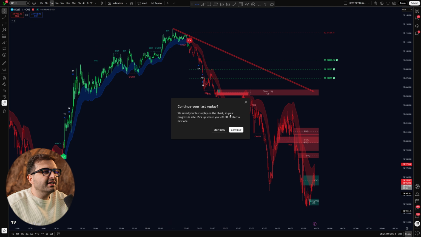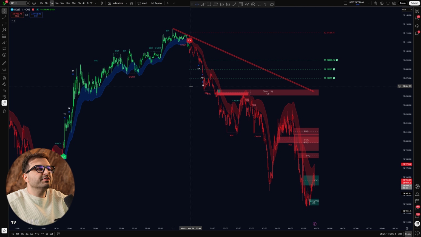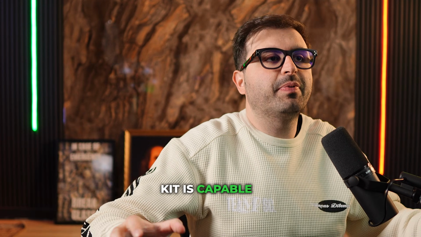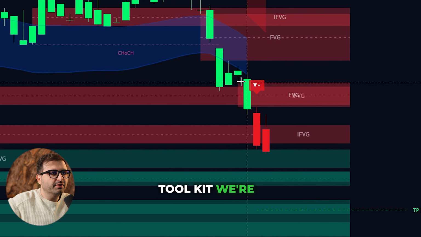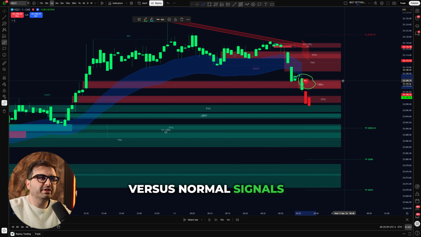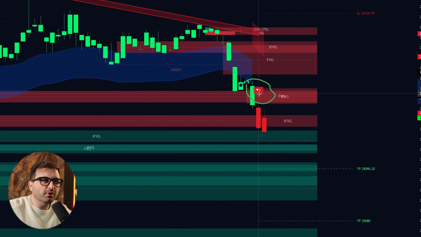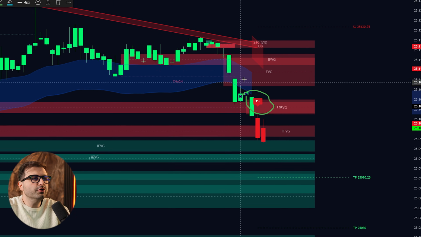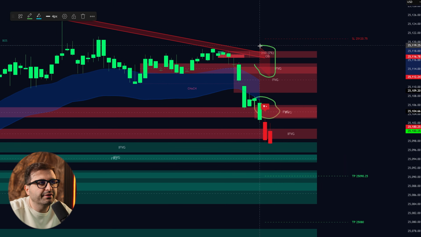Let's go back in time and see how this signal printed, how I confirm my position. You need to understand what the toolkit is capable of, okay? This toolkit is going to give you strong signals versus normal signals. If it's strong, it will plot a plus sign like this. And what else do you have? You have this cloud over here, which comes in red or blue. Red means bearish, blue means bullish, okay, easy.